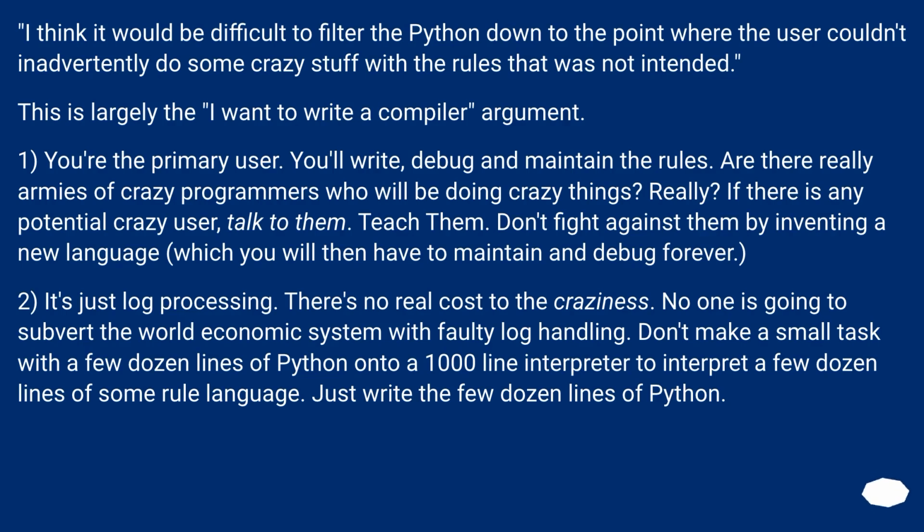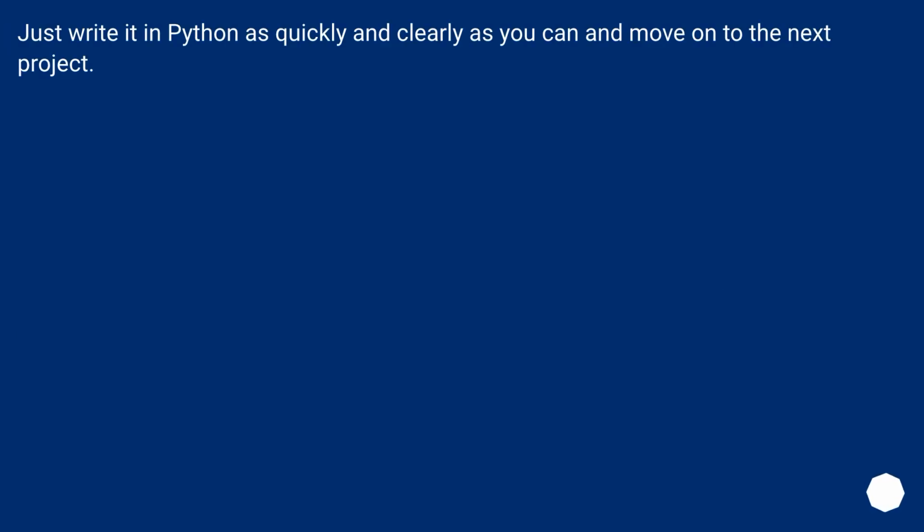2. It's just log processing. There's no real cost to the craziness. No one is going to subvert the world economic system with faulty log handling. Don't turn a small task with a few dozen lines of Python into a 1000-line interpreter to interpret a few dozen lines of some rule language. Just write the few dozen lines of Python. Just write it in Python as quickly and clearly as you can and move on to the next project.